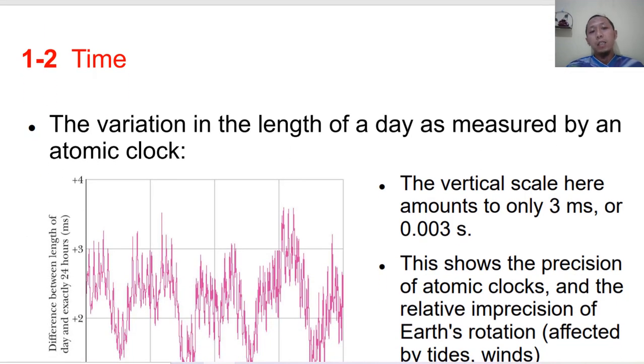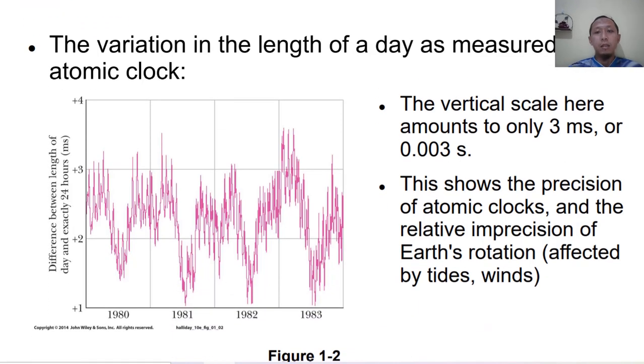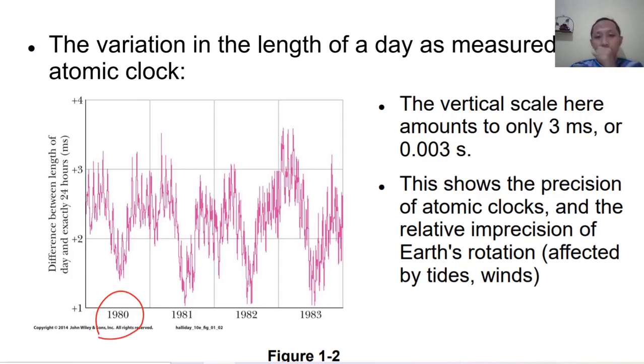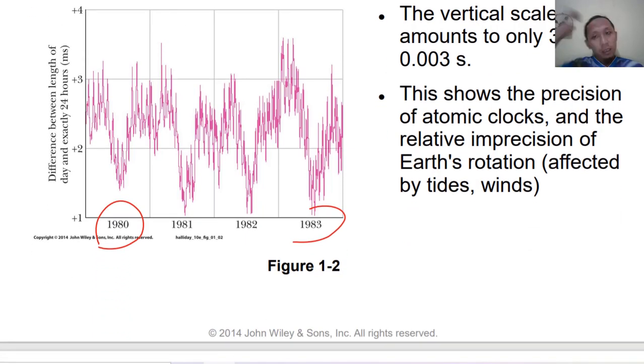And then there is the variation in the length of the day as measured by an atomic clock. Today and tomorrow, or yesterday and 2 days ago, the length of the day is different. On the vertical scale here it is in milliseconds, and this is 1980, this is 1983. So the length of the day changes from time to time.